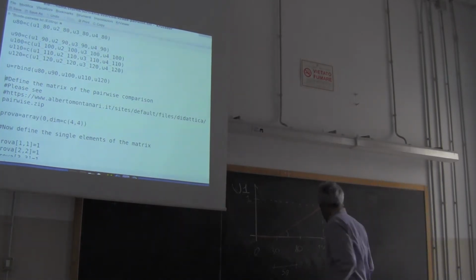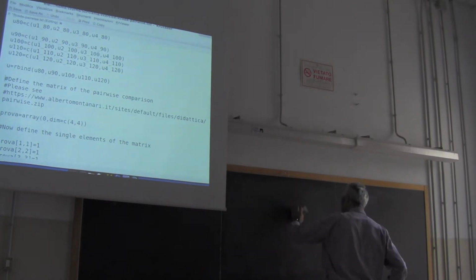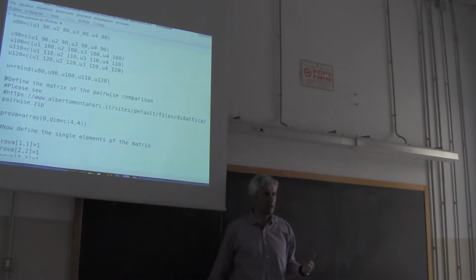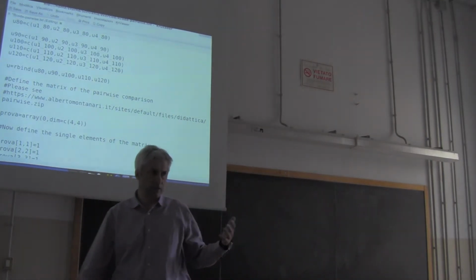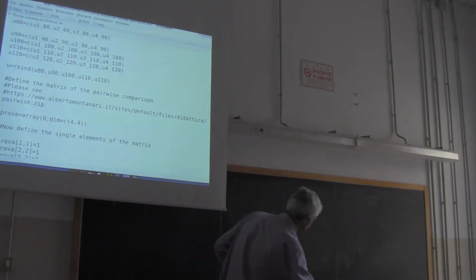I told you something last lecture, but let me give you some more details on the theory. What is the purpose of pairwise comparison in this case? The purpose is to determine the weight of each indicator. And you have 4 indicators, as I said. Let me write on the blackboard.